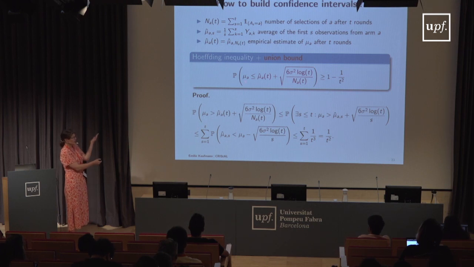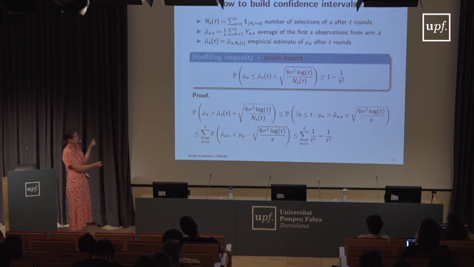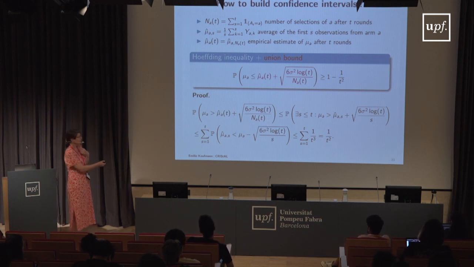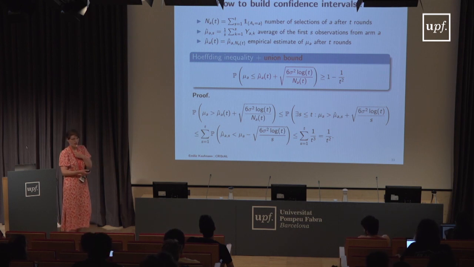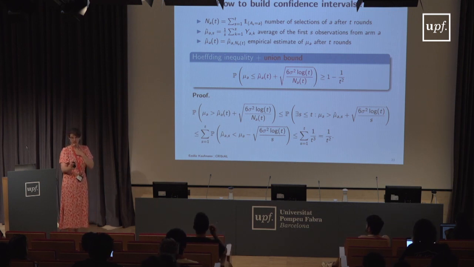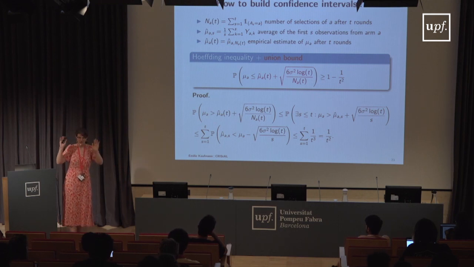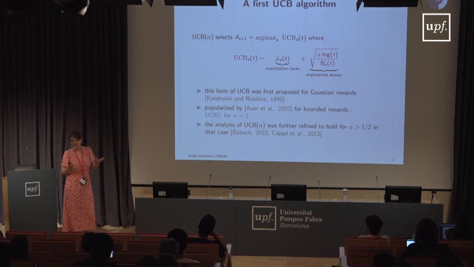Just by saying, okay, to prove this, we need to upper bound the probability of the complementary of this event. And here, to handle the random N_a(t), we just say that N_a(t) cannot be larger than t. So the fact that this holds implies that there exists a value of s such that we have the corresponding inequality for the empirical mean of s observations. And then we upper bound the probability of the union by the sum of probabilities. This is a union bound. And then we use Hoeffding. Then it's fine, and we get the 1 over t squared. So just think of union bound. There are more sophisticated tools than union bound, but we will not enter into the martingale details today.